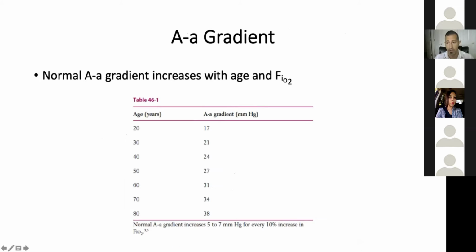It turns out that we're allowed up to a little bit of an AA gradient, and it depends on age. At age 20, we're allowed a gradient of up to about 17. And all the way up to an AA gradient of about 38 is normal in an 80-year-old patient.